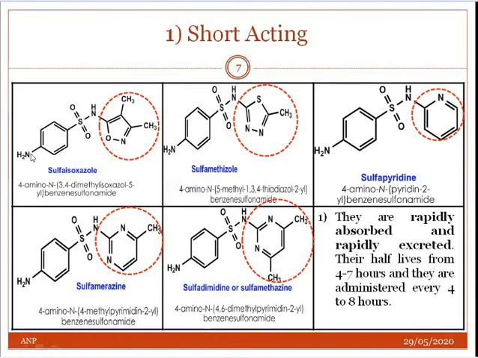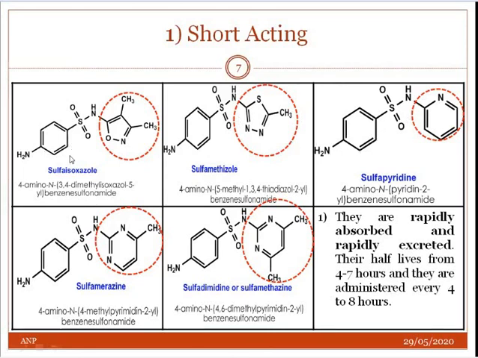That is the amino group. So the name of that compound becomes 4-amino benzene sulfonamide, right? When this heterocyclic ring is absent, that becomes NH2, and the name of that compound is 4-amino benzene sulfonamide. So this 4-amino benzene sulfonamide is the parent in all the structures: sulfisoxazole, sulfamethizole, and so on.